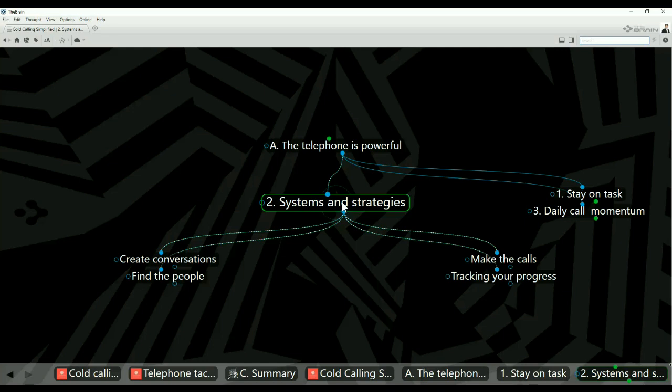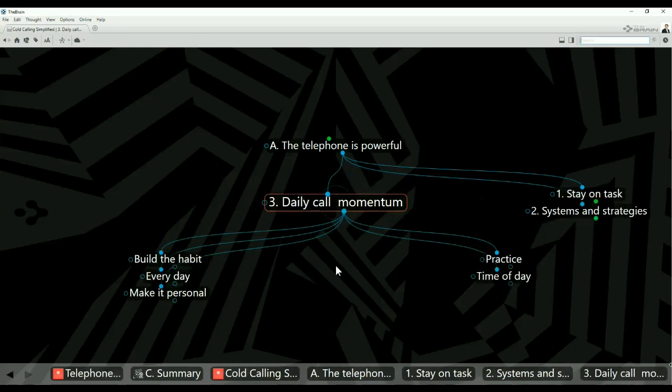So let's have a look at the final stage of this particular topic, and it is daily call momentum. How do you do it? Well, you build the habit. The habit is making the calls every day at the same time. Don't let people distract you. Don't find something else to do. It is an everyday event. That is a business day, which is Monday to Friday.